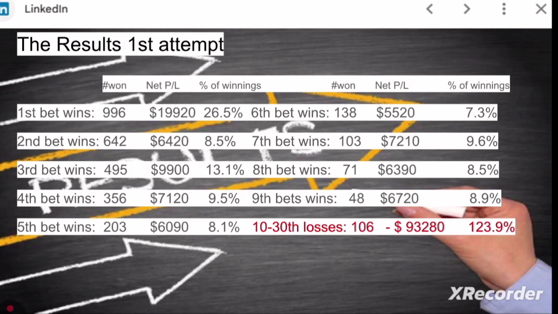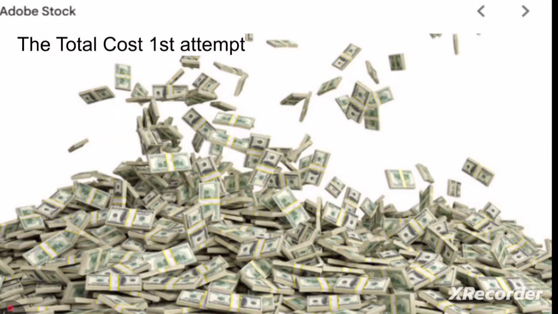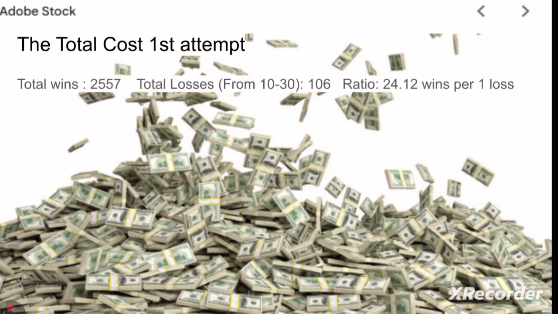There were 106 losses out of those 10,000 spins. The total of those losses is $39,280, which represents more than our starting total of what we would end up getting of all of these wins and losses here. So in our first attempt, we had a total of 2,557 wins. That's a lot, right? That sounds great. Like we got to come out ahead. Look at all the times we won.